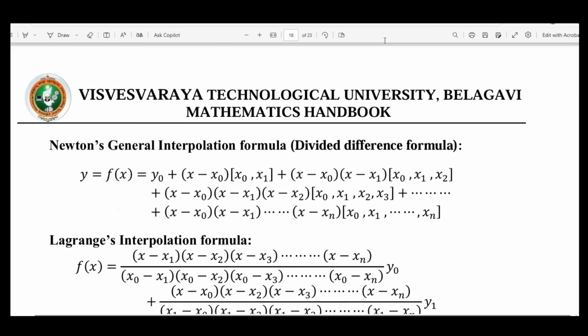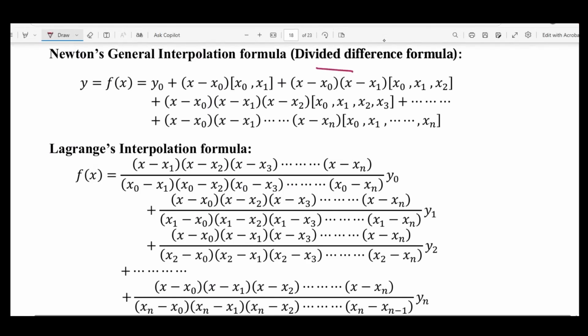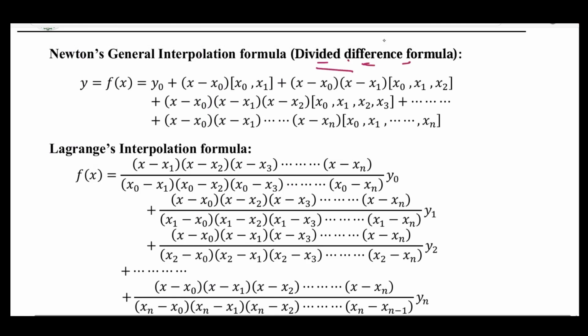Then moving on to the next one, you have Newton's general interpolation formula for divided differences, that is y equals f(x) = y_0 plus (x - x_0)[x_0, x_1] plus (x - x_0)(x - x_1)[x_0, x_1, x_2] plus (x - x_0)(x - x_1)(x - x_2)[x_0, x_1, x_2, x_3] and so on, till (x - x_0)(x - x_1)...(x - x_{n-1})[x_0, x_1, ..., x_n].